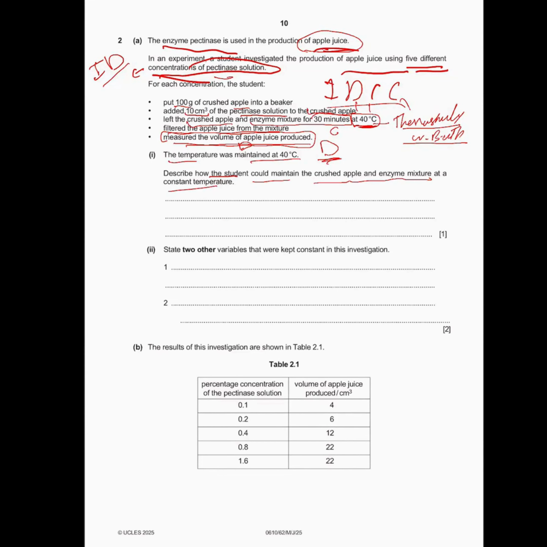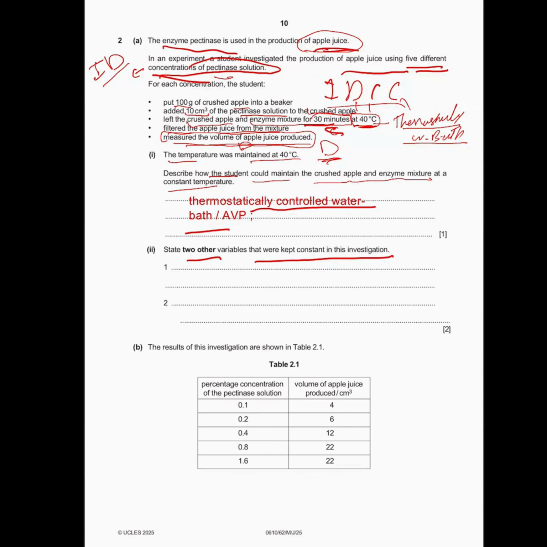As I told you yesterday, we have a list of the things that can be controlled, which is what? Temperature. Using what? A thermostatically controlled water bath. Any AVP, which means any valid point. Anything the student can write that gives the same idea. State two other variables that were kept constant. What was kept constant here? As I said, time was kept constant.